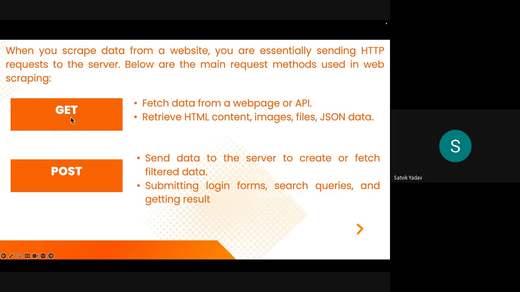So there are multiple methods basically of web scraping. One is get. So what does get do? It fetches data from a web page or API. Okay. And it retrieves HTML content. I will show you how it works. Image files, JSON data, whatever type of data is present.